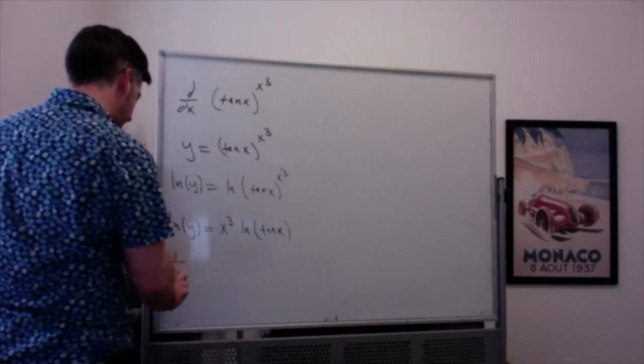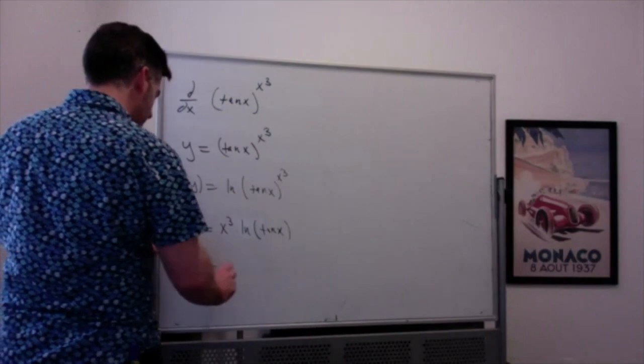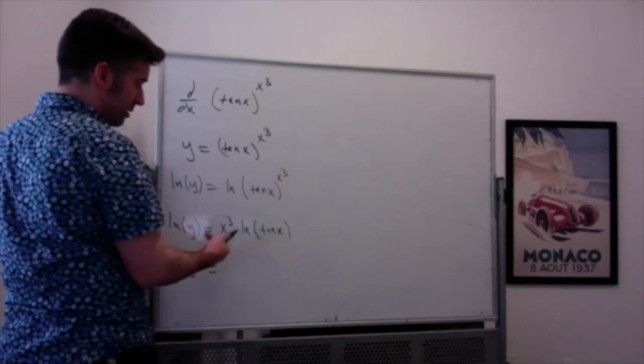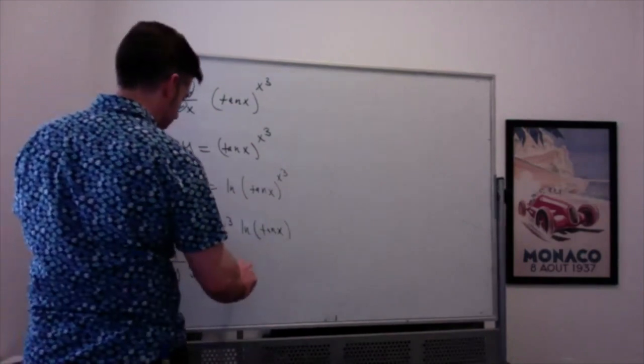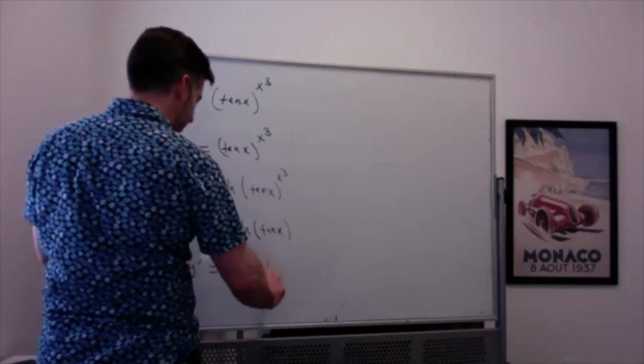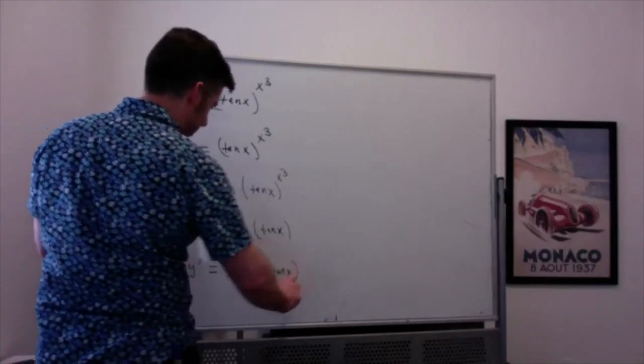Derivative of the natural log of y is 1 over y times y prime. Derivative of this product is, derivative of the first thing is 3x squared times the second thing left alone, natural log of tangent of x.